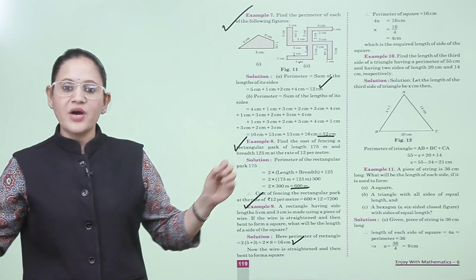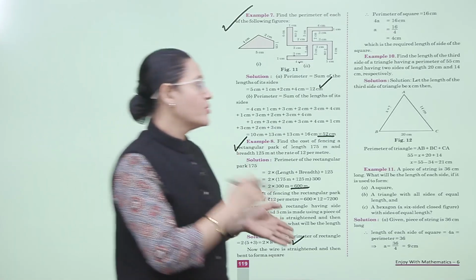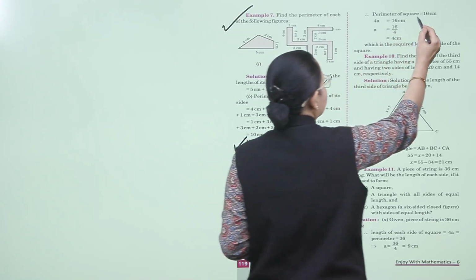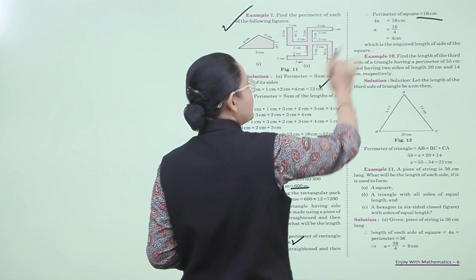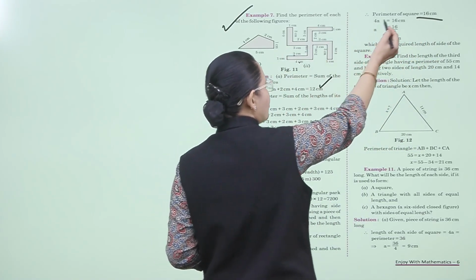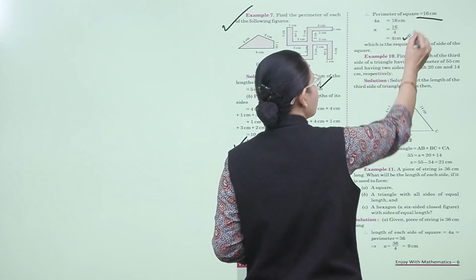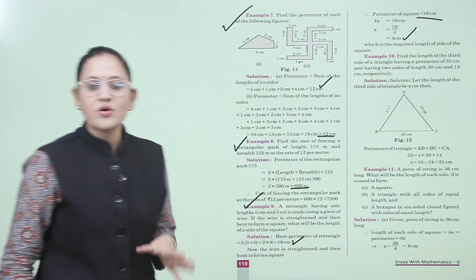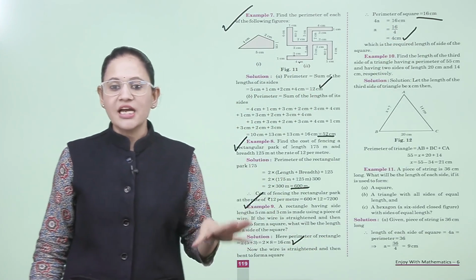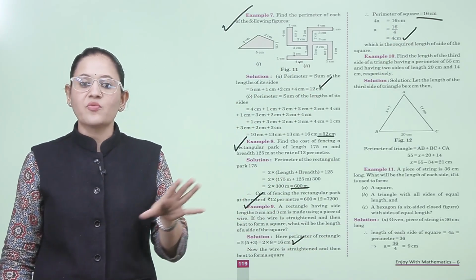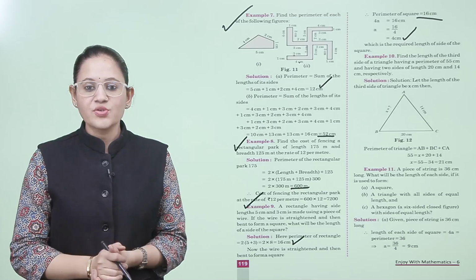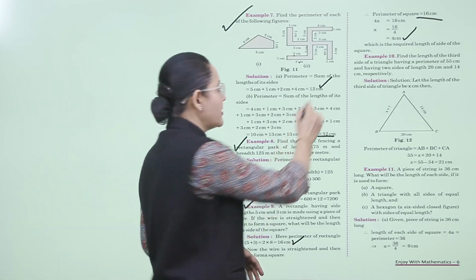Now we have straightened the wire and made a square. So the perimeter will be the same, that is 16 centimeter. 4a equals 16 centimeter. So a equals 16 by 4 centimeter, which is the required length. So the side would be 4 centimeter. That is the required length of the side of the square. Clear? Next example, example 10.